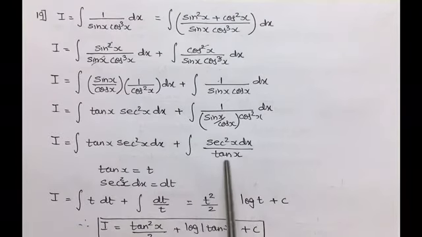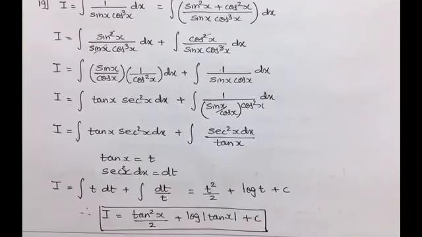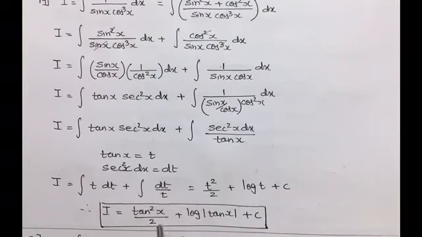In the second term also, tan x is kept as t and sec square x dx as dt. Now integrating t, we get t square by 2, and integrating 1 upon t becomes log t plus c. Now putting the value of t as tan x, the final integration becomes tan square x upon 2 plus log tan x plus c. So this becomes the final integration.